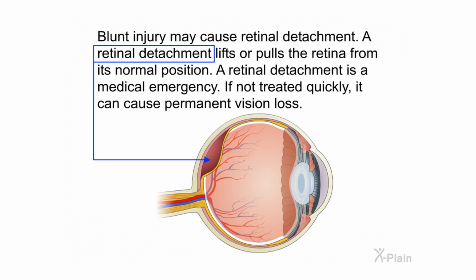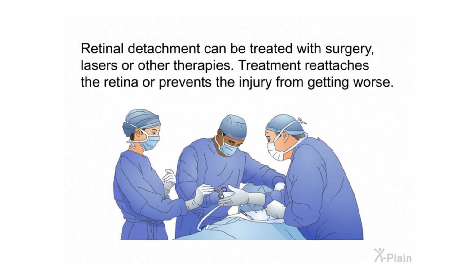Blunt injury may cause retinal detachment. A retinal detachment lifts or pulls the retina from its normal position. A retinal detachment is a medical emergency. If not treated quickly, it can cause permanent vision loss. Retinal detachment can be treated with surgery, lasers, or other therapies. Treatment reattaches the retina or prevents the injury from getting worse.